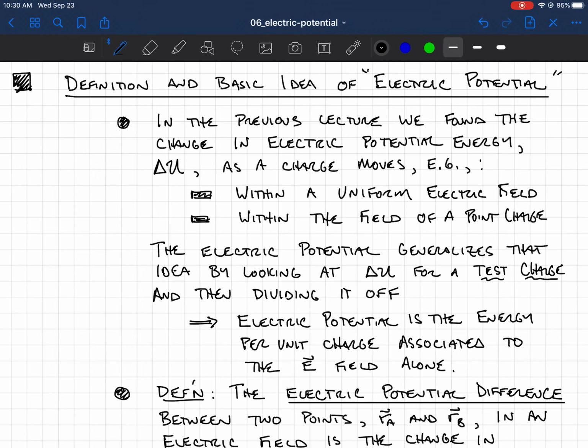So what we do is we find the potential energy of a charge as it moves through an electric field, meaning the change in the potential energy, and we use that as a test charge, and then we just divide off the test charge in the same way that we went from the Coulomb force to the electric field.